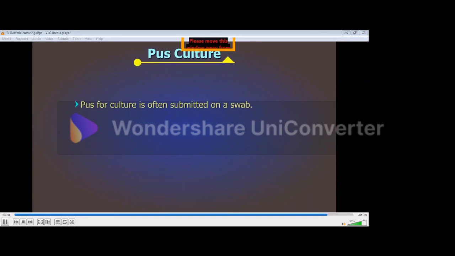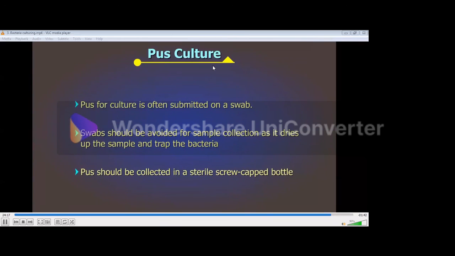Pus culture. Pus for culture is often submitted to the lab on a swab. As far as possible, swabs should be avoided for sample collection as it tends to dry up the sample and trap the bacteria, which are then not released onto the culture plate. Pus or exudate should be collected in a sterile screw-capped bottle or a firmly stopped tube or syringe.